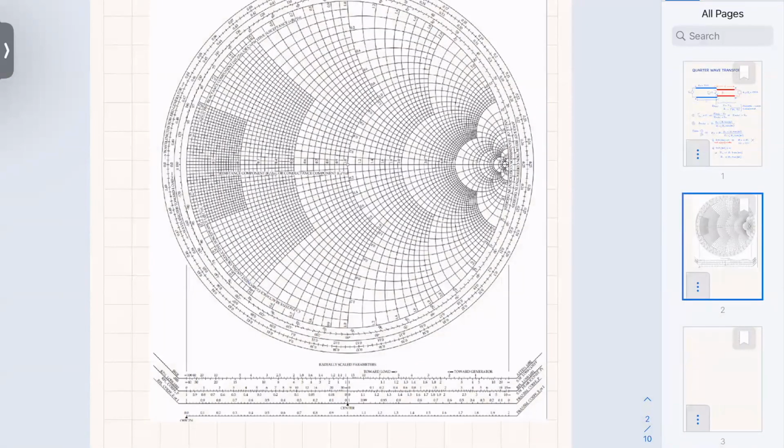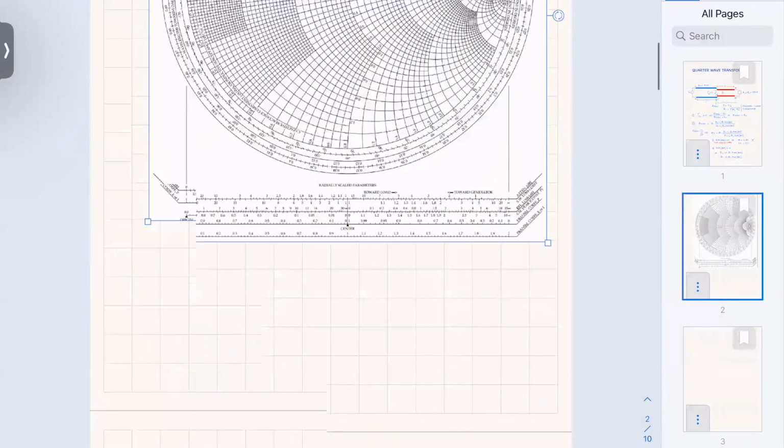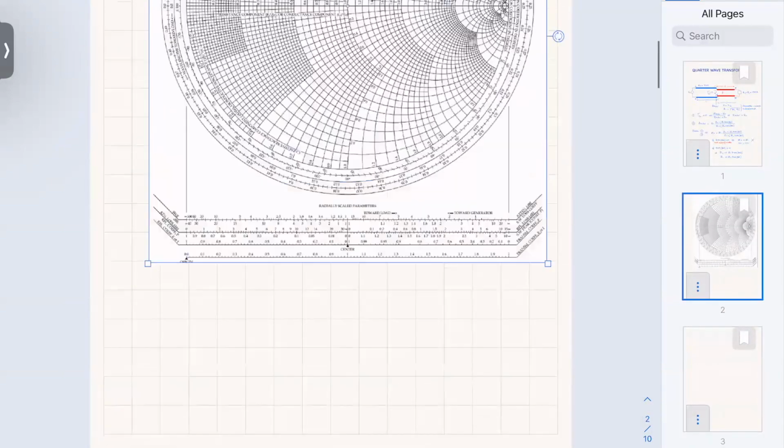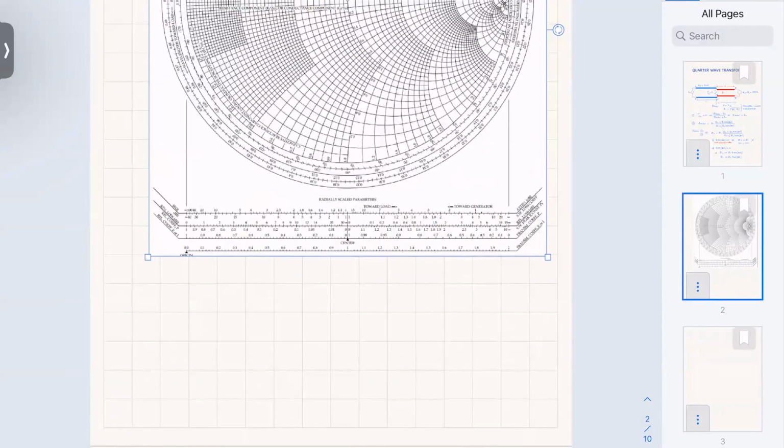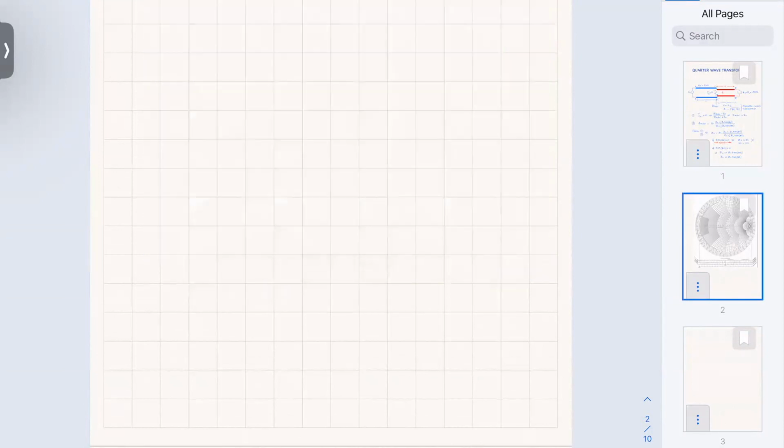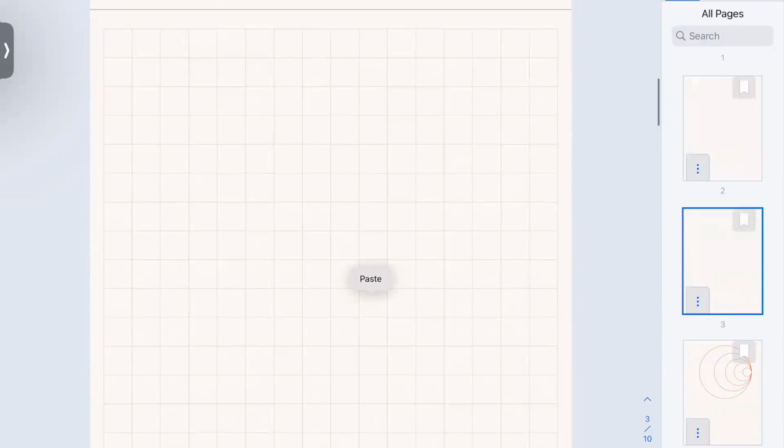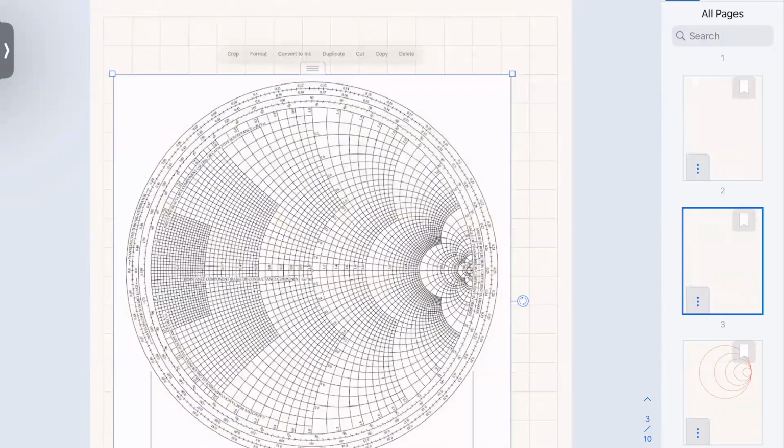How about that? That is weird. So, cut, copy, paste. Okay.